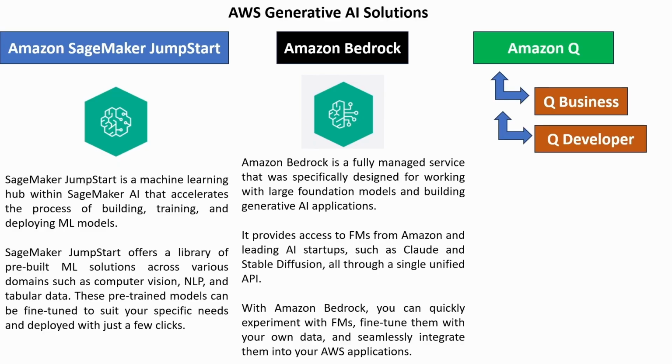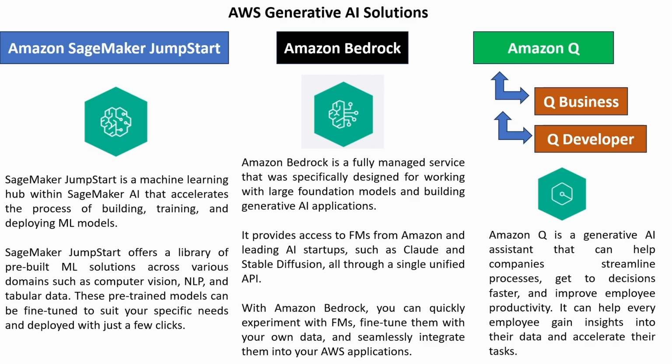Next one is Amazon Q. This is your new AI assistant. Q Business answers questions based on your company's private data, and Q Developer actually helps you write code. Amazon Q is a generative AI assistant that can help companies streamline processes, get to decisions faster, and improve employee productivity. It can help every employee gain insights into their data and accelerate their tasks.